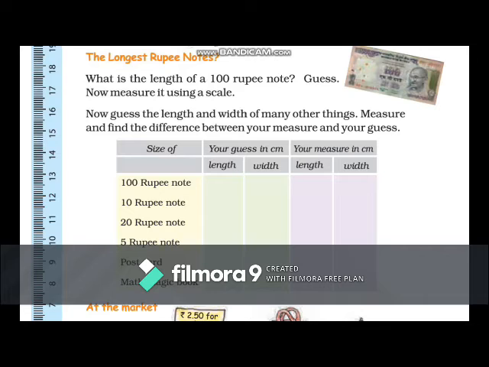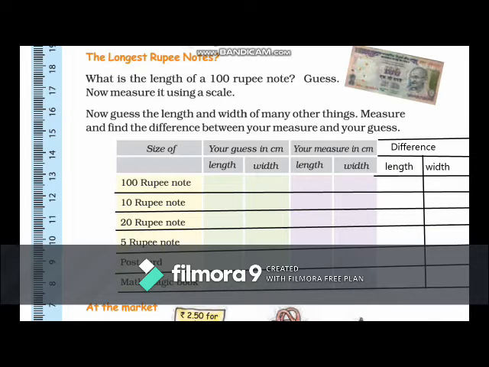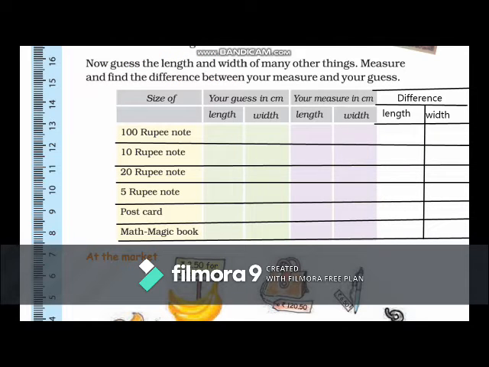Students, you can measure this 100 rupee note, this actual 100 rupee note, using a scale. Measure the length of this note and this is the breadth of this note. That means you can measure the length and width of this note using a scale. So let us first write our guess in centimeter of the 100 rupee note. Here we guess the length of our 100 rupee note is 15 centimeter and width is 6 centimeter. So here we will write 15 and 6 centimeter.